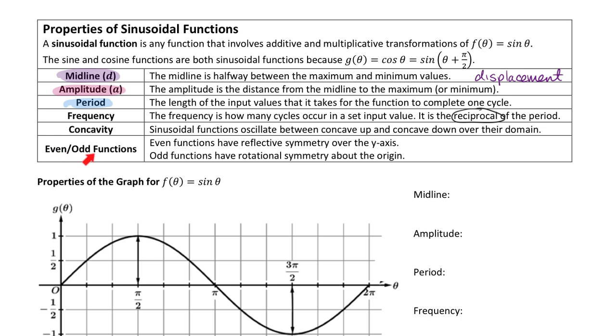The last way we will define sinusoidal functions is whether they are even or odd functions. I'm not talking about even numbers, odd numbers. I'm talking about even and odd functions. Even functions have reflective symmetry over the y-axis, which means I should be able to fold this graph on the y-axis and have one side land directly on the other. That's an even function. Odd functions have rotational symmetry about the origin. So odd, origin, that's how we're going to remember that.